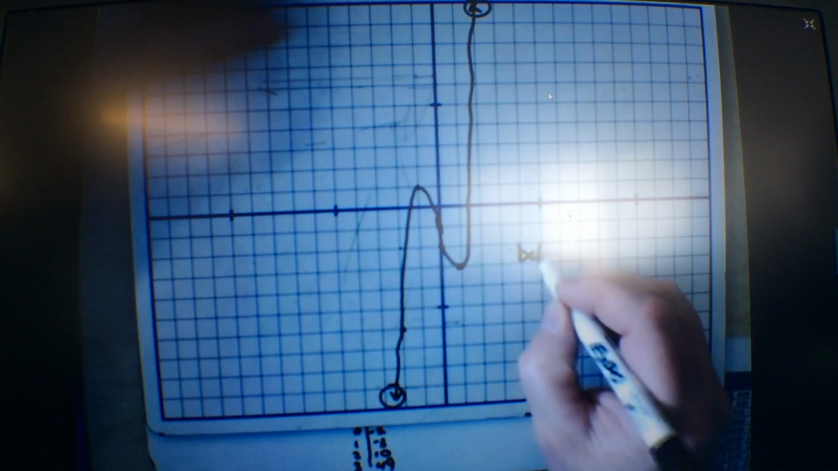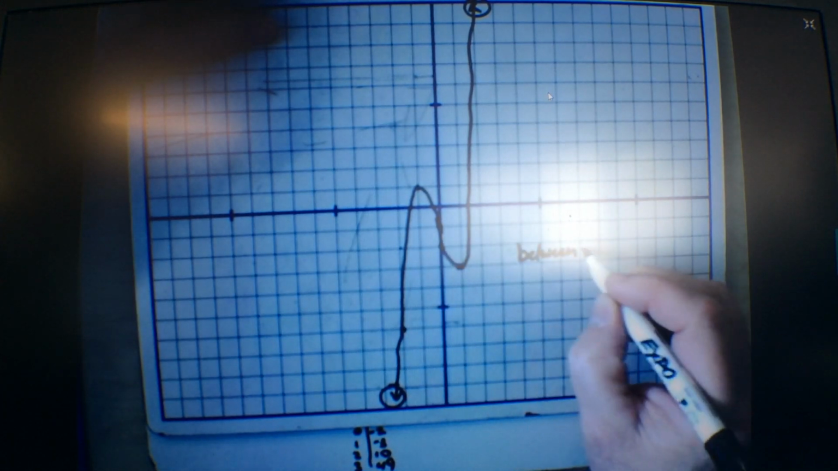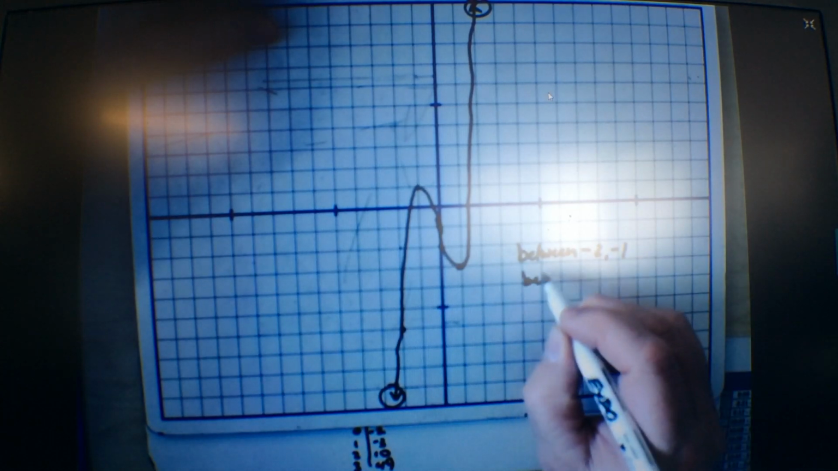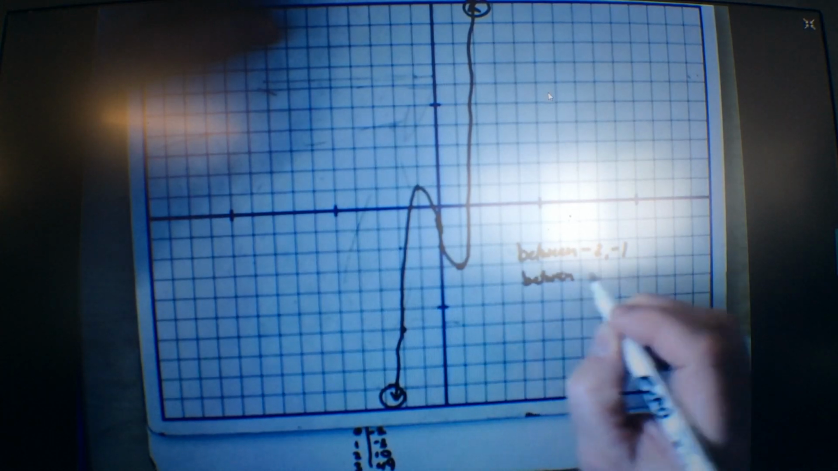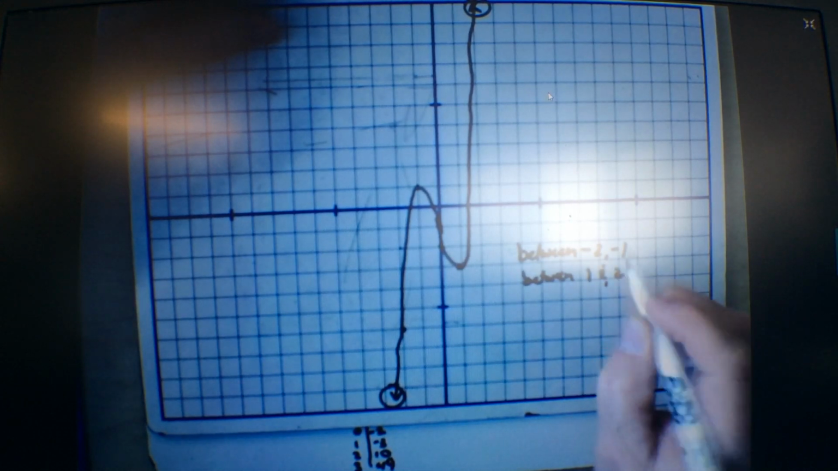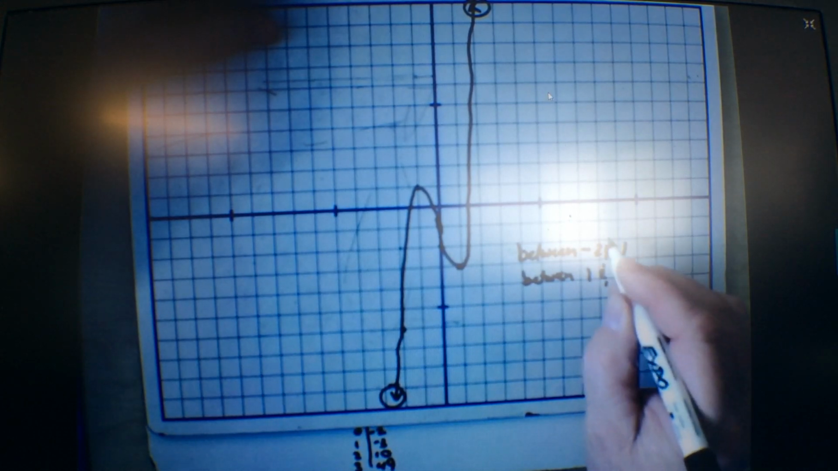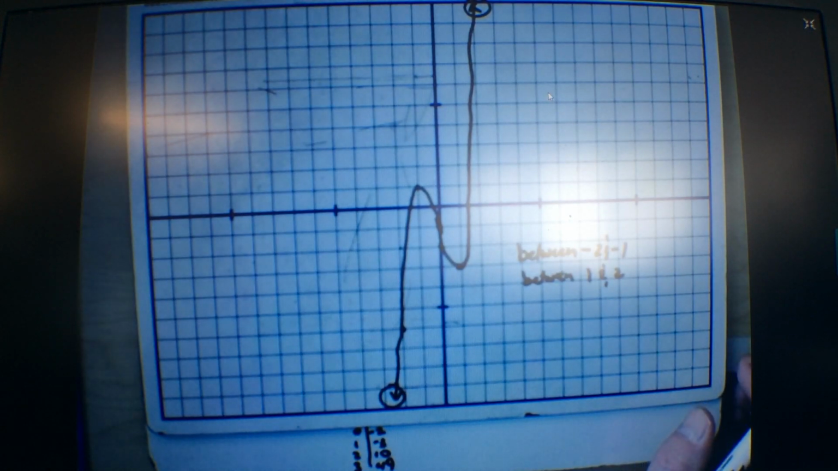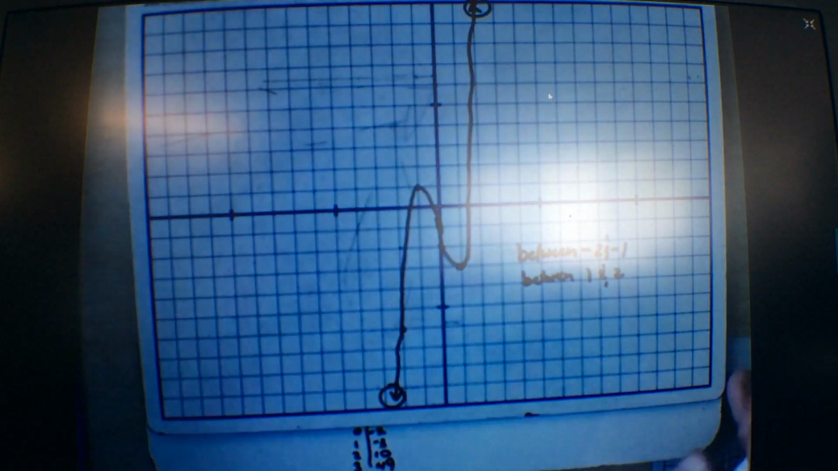Negative 2 and 1, and negative 2 and negative 1. Between negative 2 and negative 1, and also between positive 1 and 2. Oh yeah, between 1 and 2. I should probably put it in there. Do you understand that? You should not miss that problem if I allow you to use your graphing calculators, correct? Correct. All right.